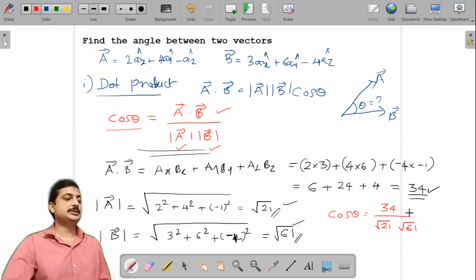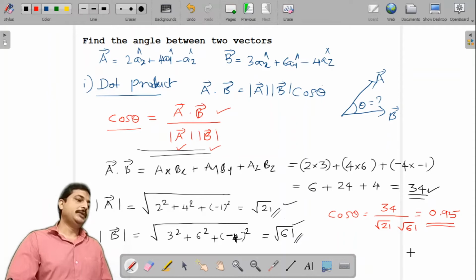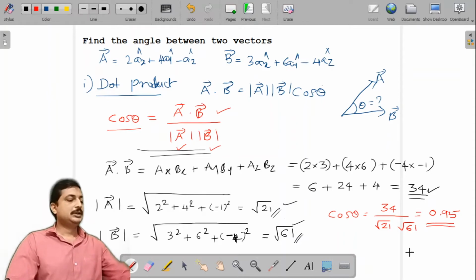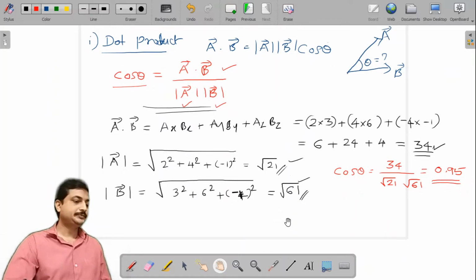Yeah, now you can use your calculator. This value will come up to 0.95. Okay, this is an approximated value, 0.95. So now I get cos theta is 0.95, right? Now what will be theta? From this I can easily write theta is cos inverse of 0.95.